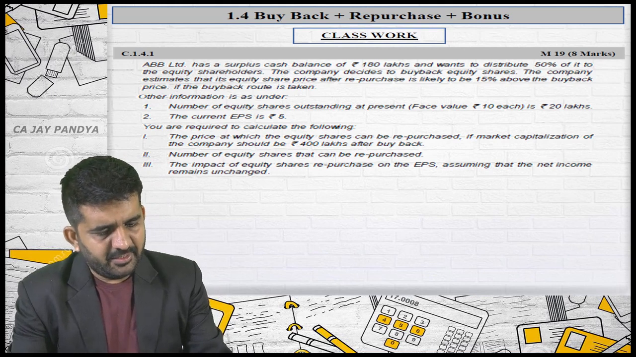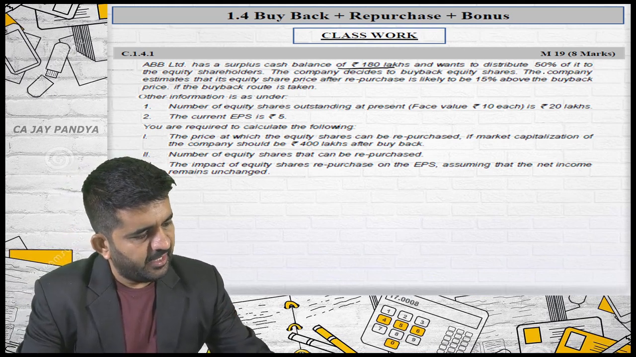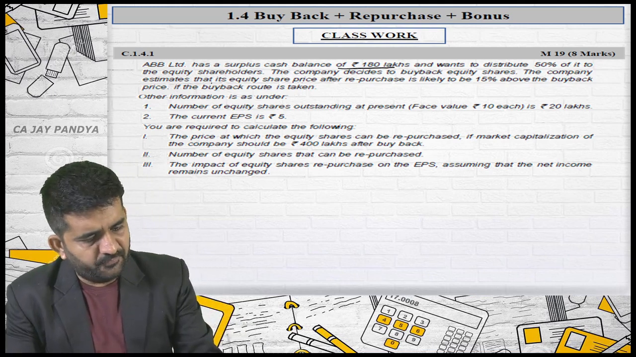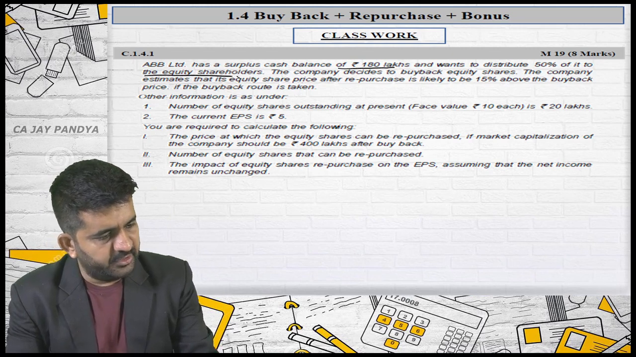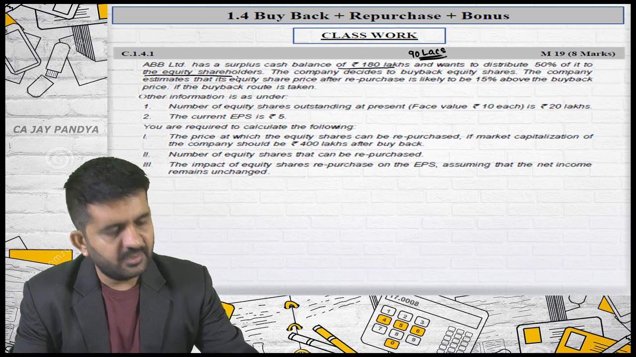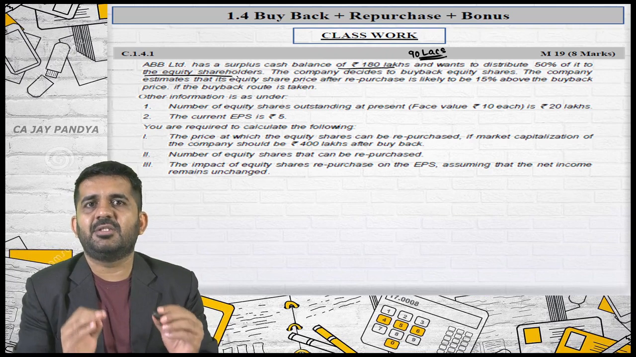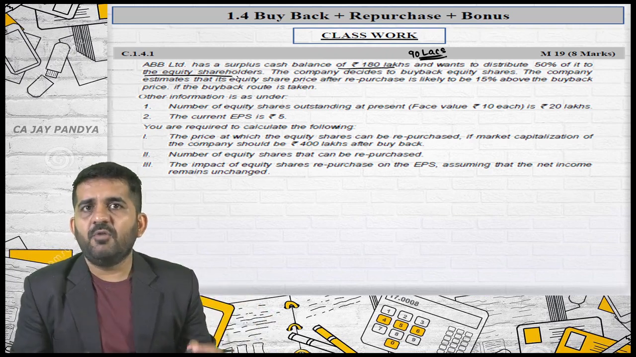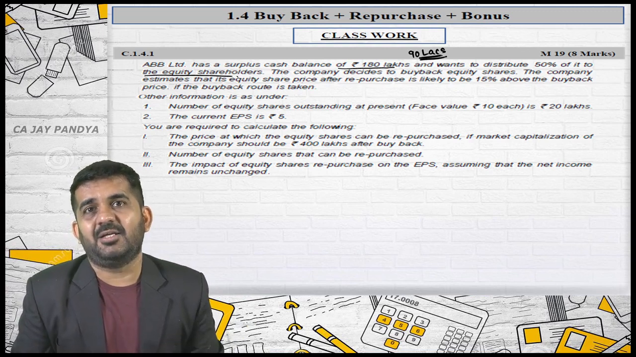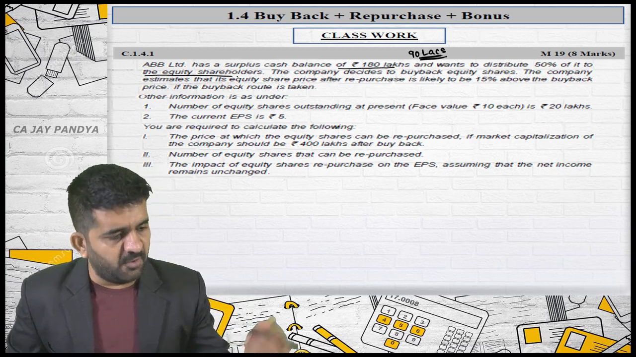ABB Limited has a surplus cash balance of 180 lakhs and wants to distribute 50% of it to equity shareholders. So 50% of 180 is 90 lakhs, and they want to distribute it. What does surplus cash mean? They have this cash as excess cash. If they keep it with the company there is no use, and they will have to pay dividend on it. So they are planning to refund it either in the form of dividend or in the form of buyback.